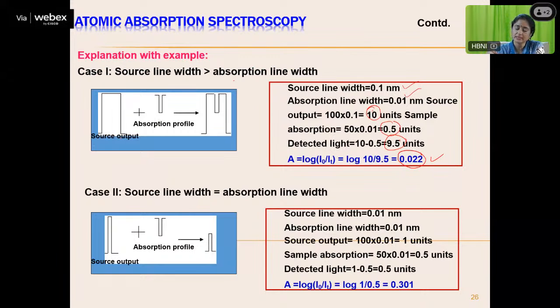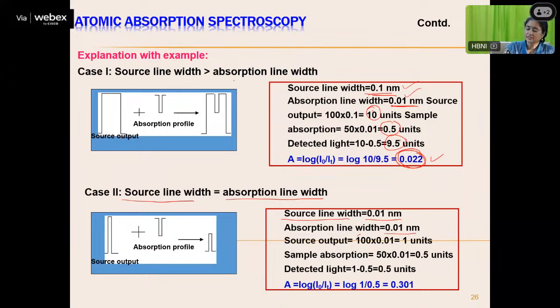So you see, when your source output is broader, 0.1 nanometer, and your absorption line width is 0.01 nanometer, 10 times broader, then your absorbance is only 0.022. Rather than in a case when the source line is equal to the absorption line width. So in case the source line width is 0.01 nanometer and the absorption line width is also 0.01 nanometer.